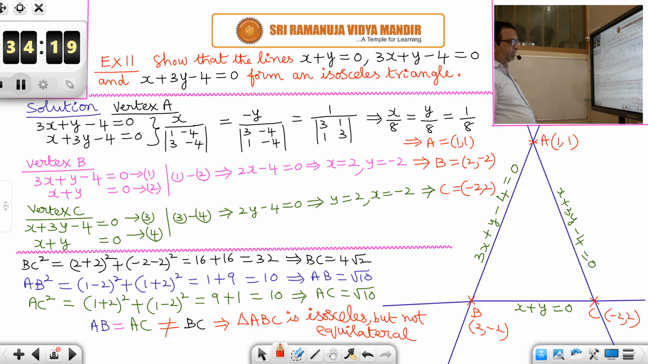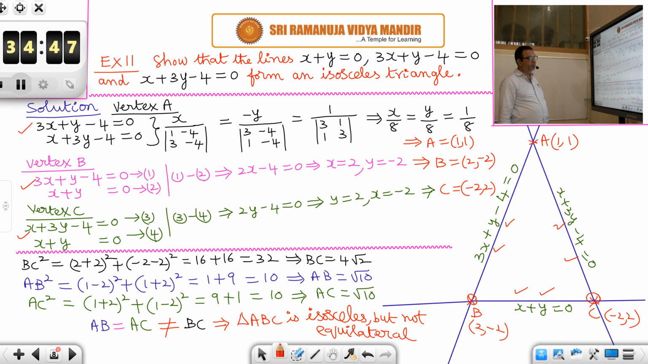I have marked the equations of the lines in the green color. By solving this line and this line, I'll get the point A. By solving this line and this line, I'll get the point B, vertex B. And by solving this line and that line, you get the point C. So first find the points A, B, C. That is what I have done. You can easily do it.